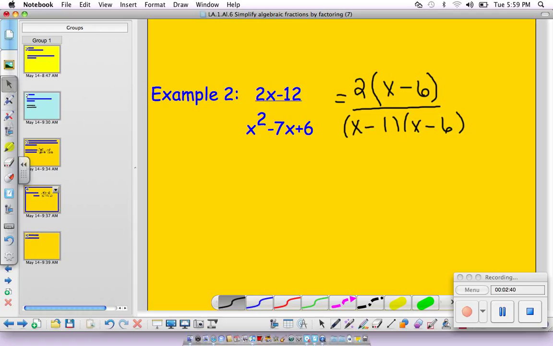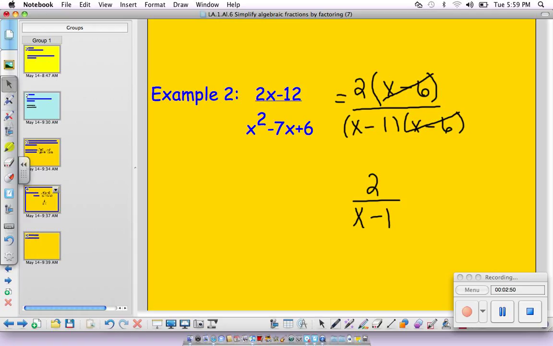Now I have a common factor. So I'm going to divide those out. So my answer here is 2 over x minus 1. This is my simplest form.